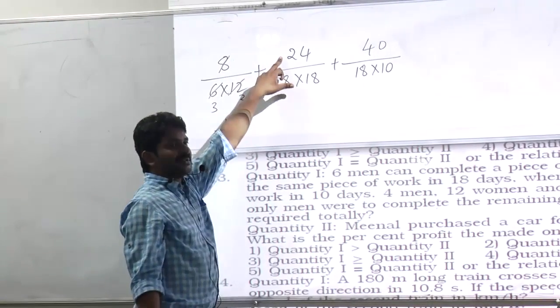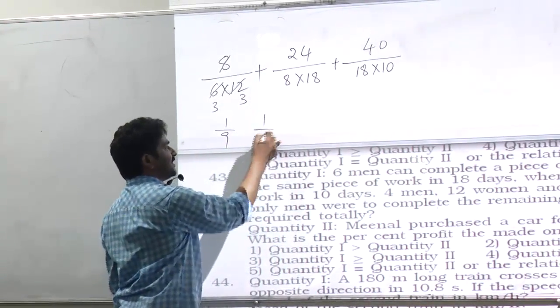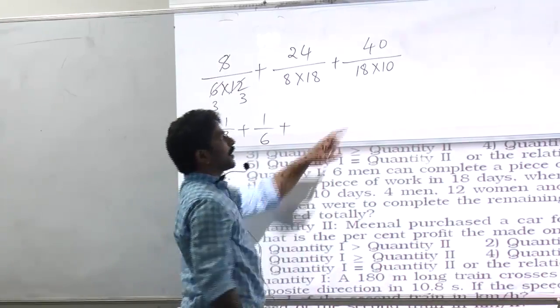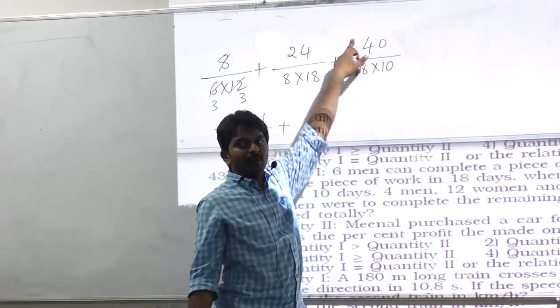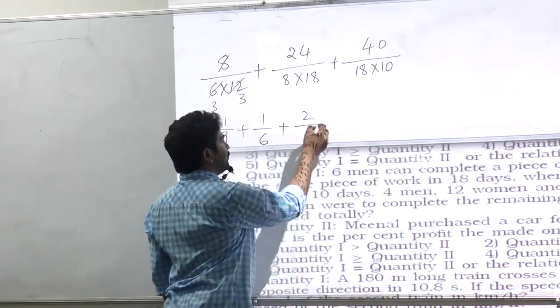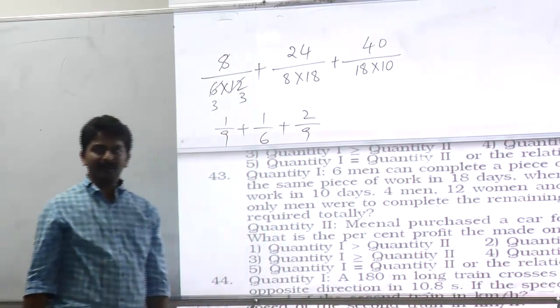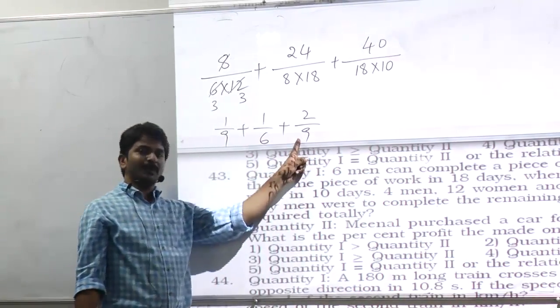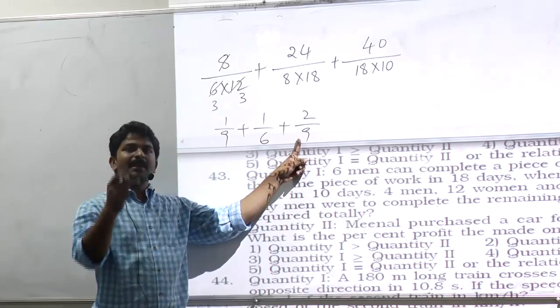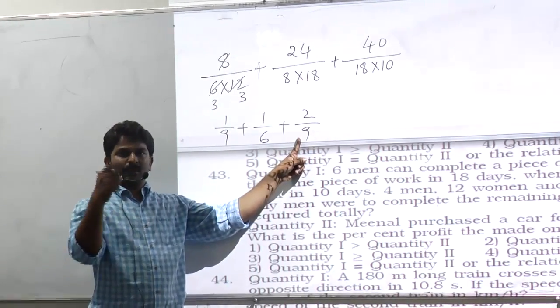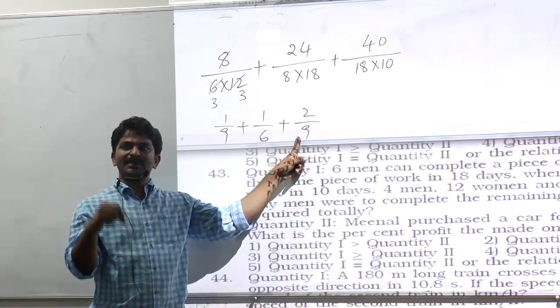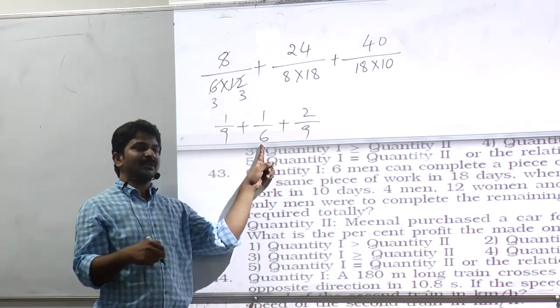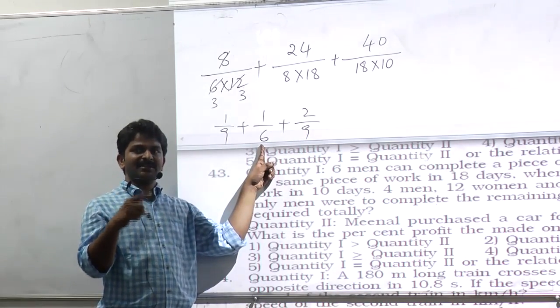8 3 times, 3 6 times, which is 1/6. Zeros cancel, 2/9. So this much work is already completed. Now look at this, 1/9 plus 2/9, 3/9. 3/9 in the sense 1/3. Can we write 1/3 as 2/6? 2/6 plus 1/6 is 3/6, in the sense 1/2.